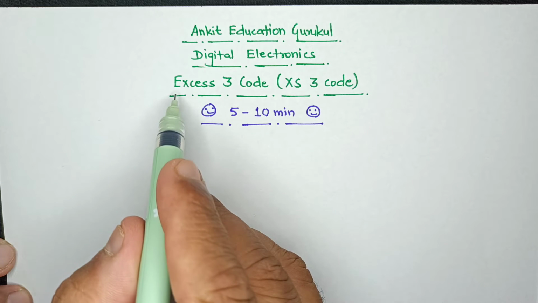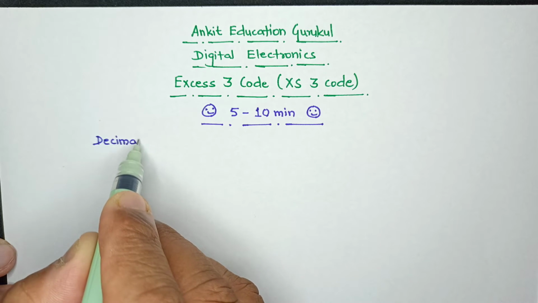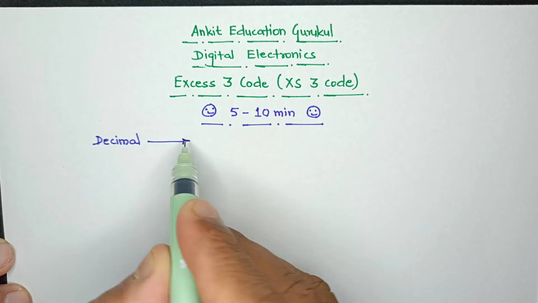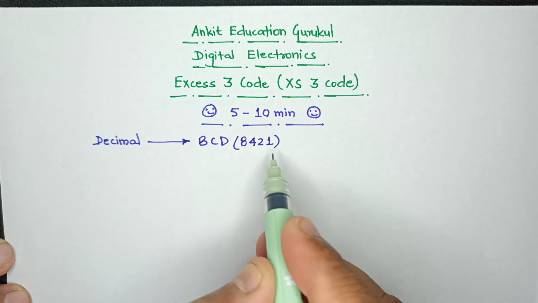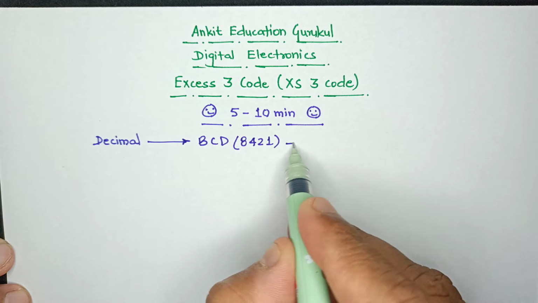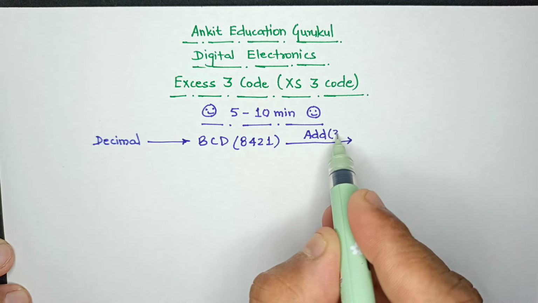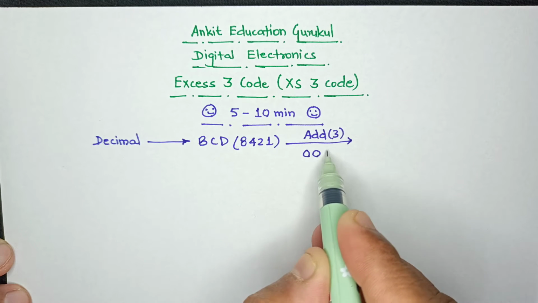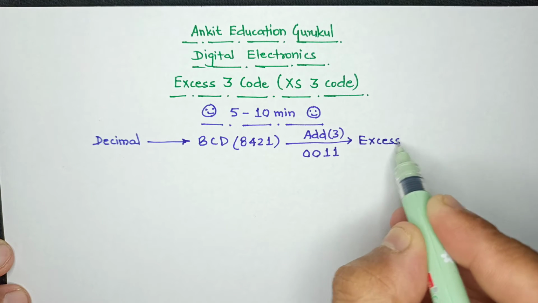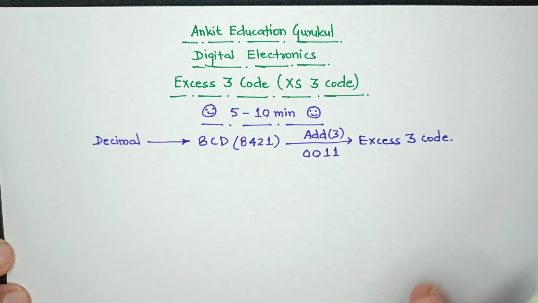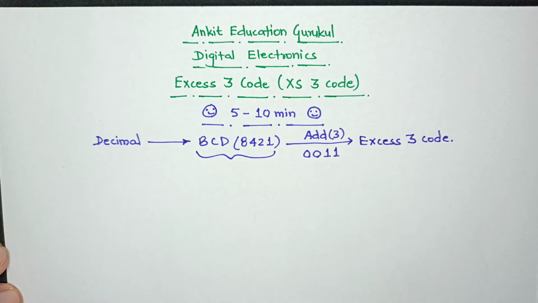So basically, if you want to learn about the XS3 code, first you need to understand that if we have a decimal number, first of all it is converted into a BCD equivalent, which is also called the 8421 code, and all you have to do is add the number 3, which in binary is 0011, to the BCD equivalent, and what you get in the result is called the XS3 code. It is as simple as that. But for that you need to understand how to convert a number into a BCD equivalent.